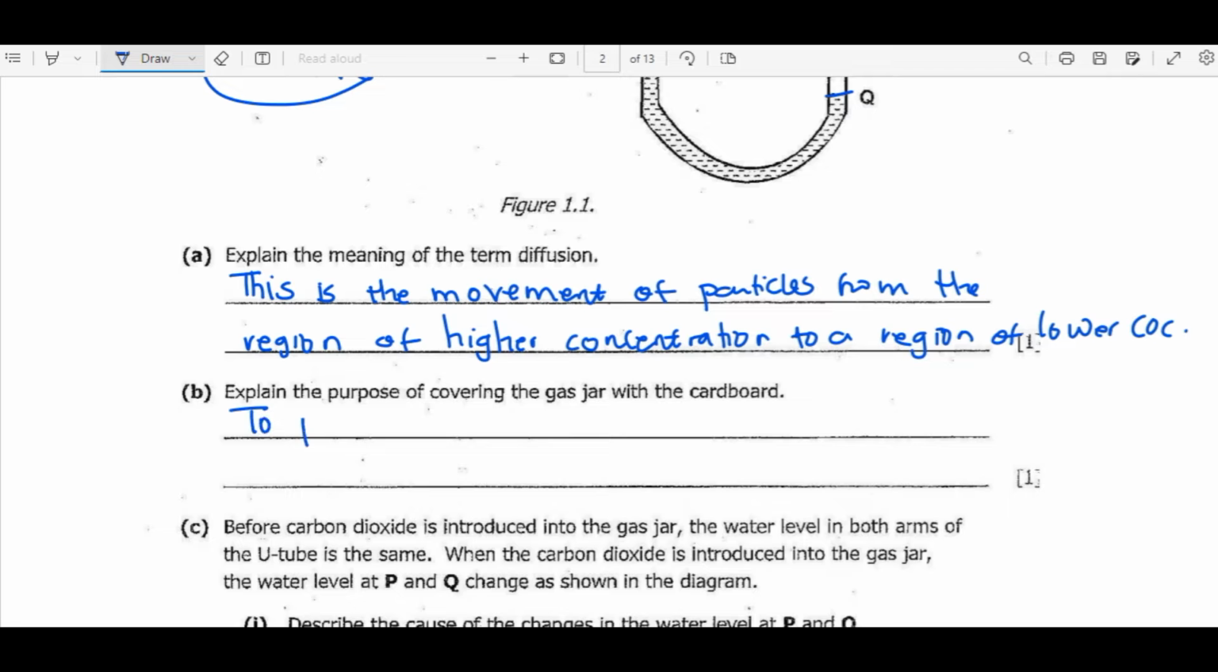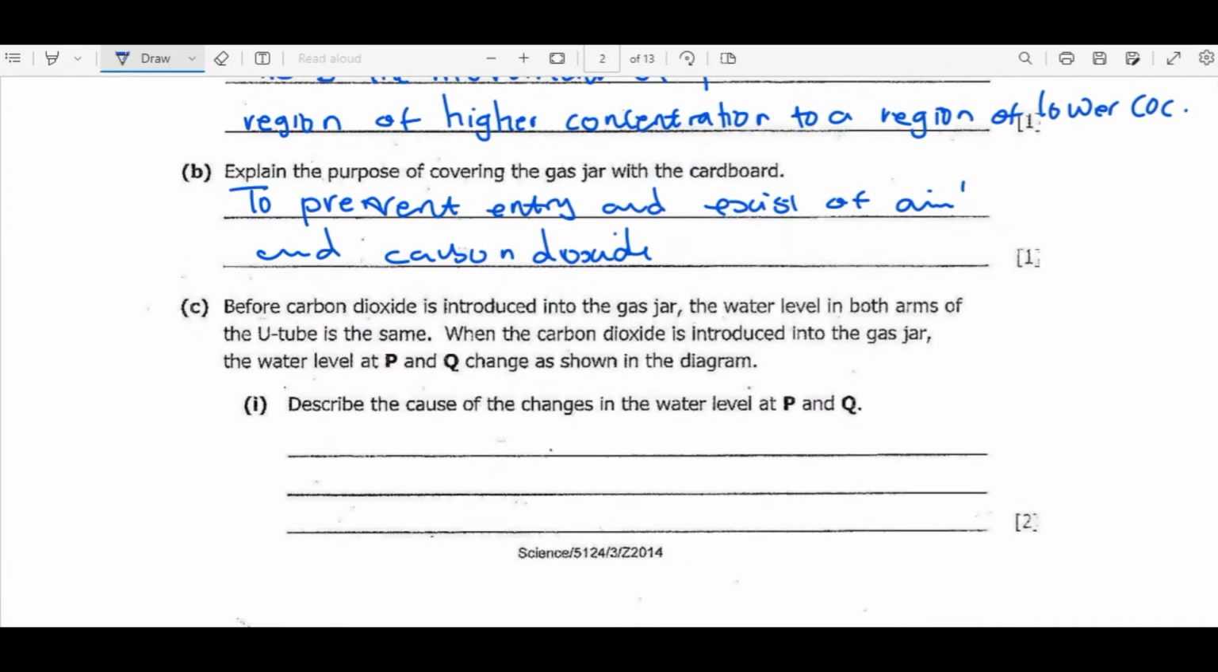So to prevent entry and exit of air and carbon dioxide. Okay, we move on to question C.